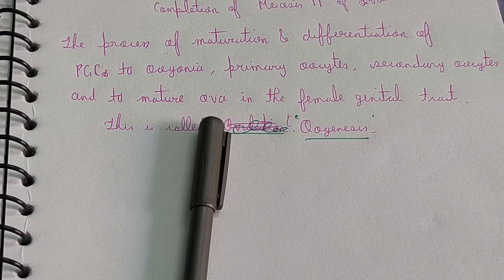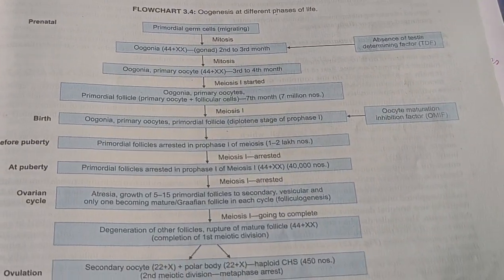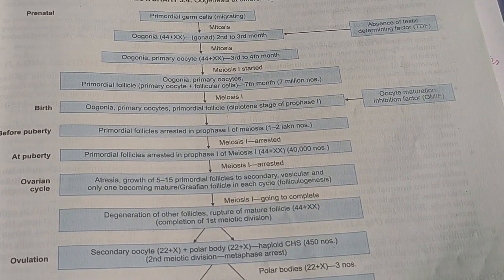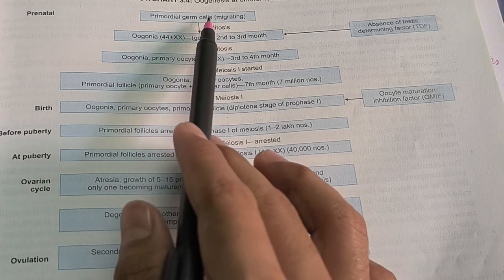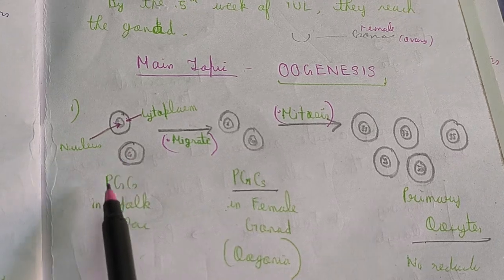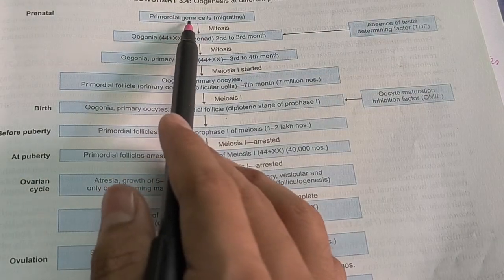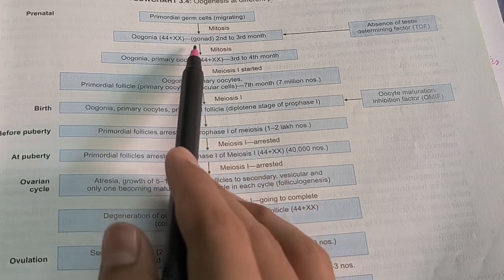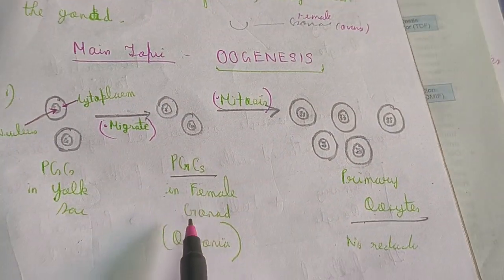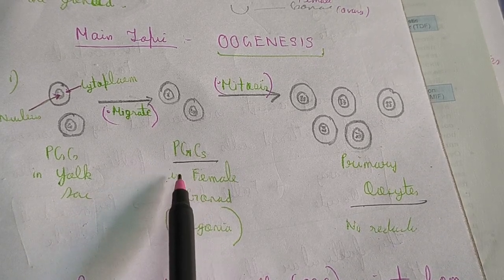Now all the portions that I have taught you, a summary is given in this book also. So first of all, you should know that primordial germ cells, as I have mentioned, form in the yolk sac and they migrate. So that is primordial germ cell migration, and they reach the female gonad to become oogonia. So here primordial germ cells in the female gonad are known as oogonia.